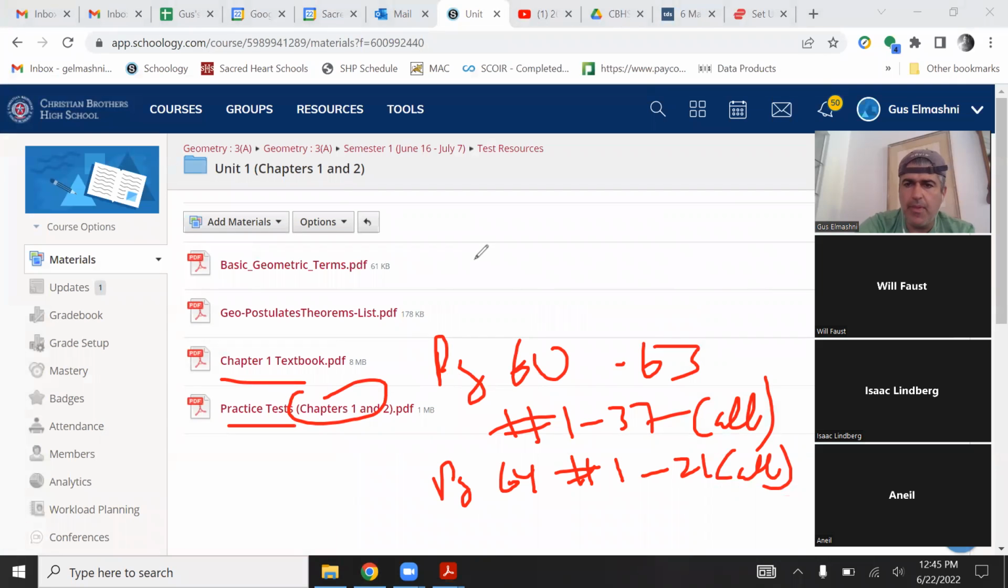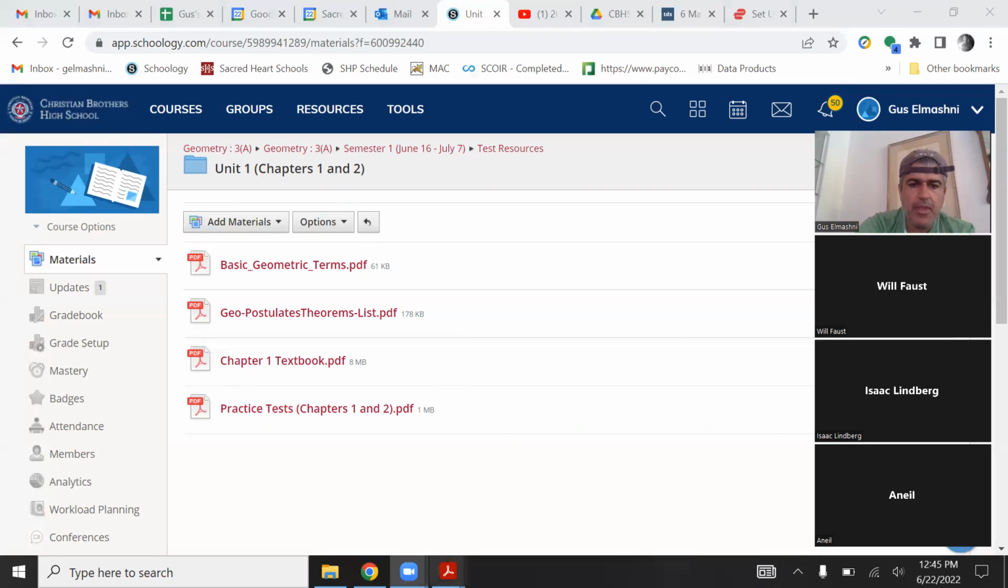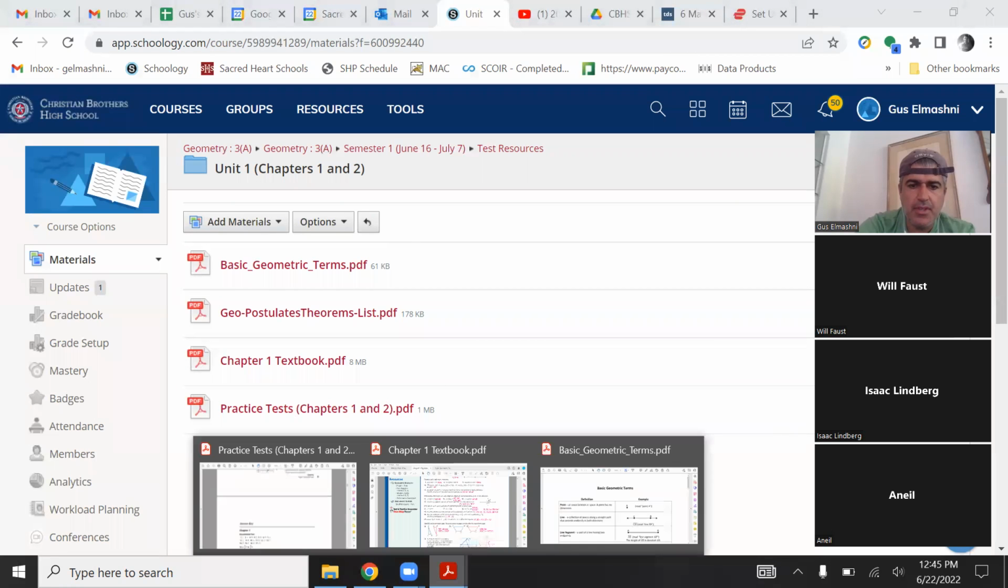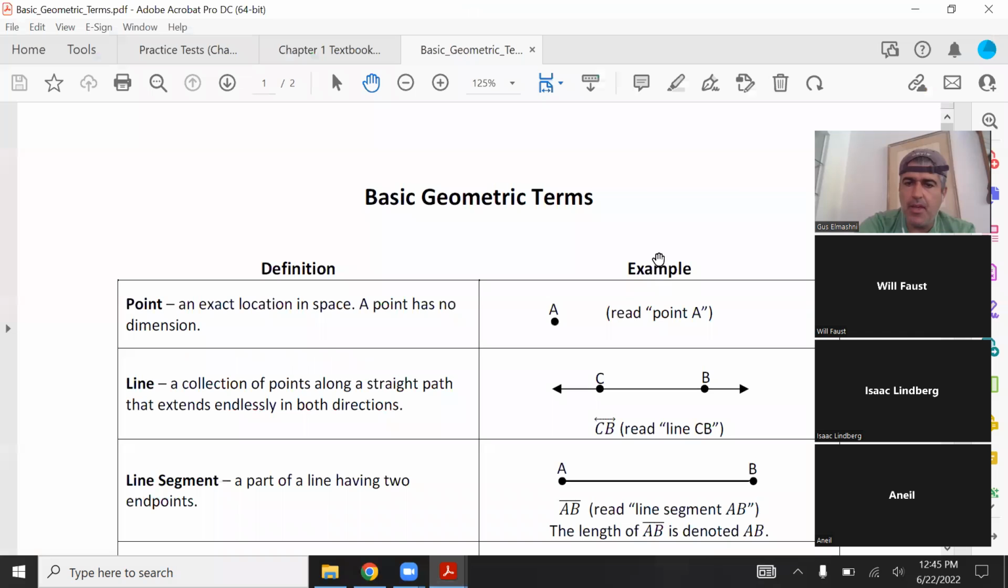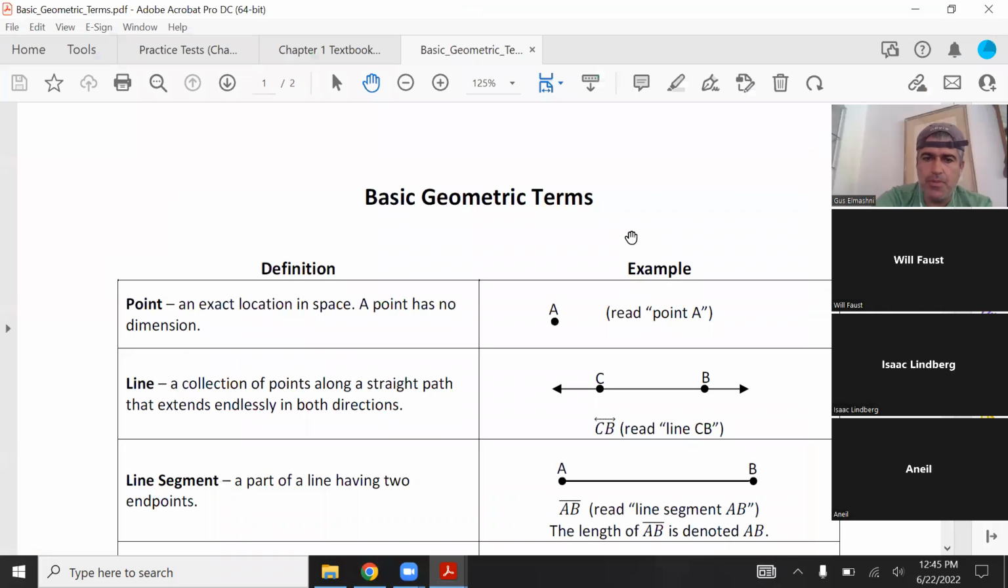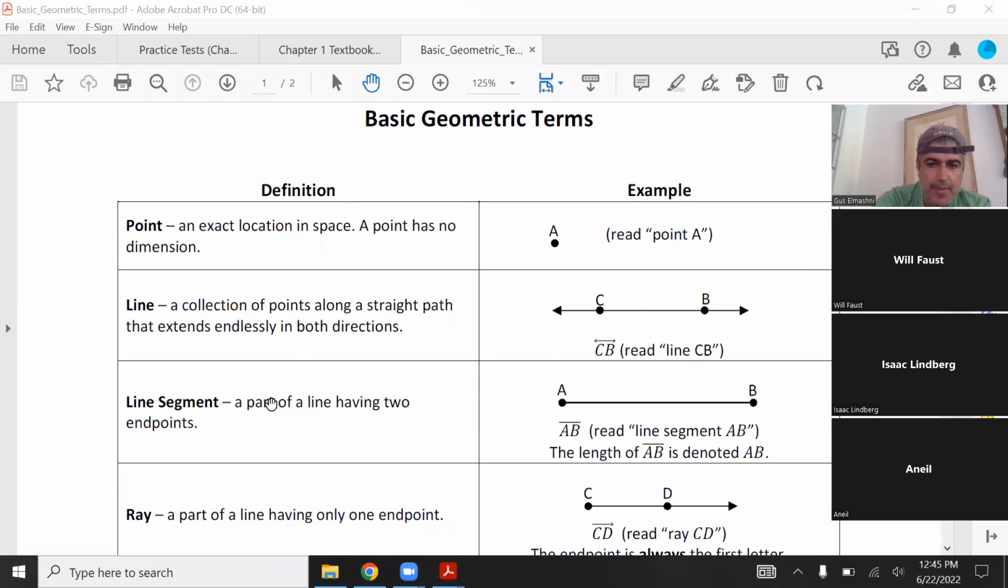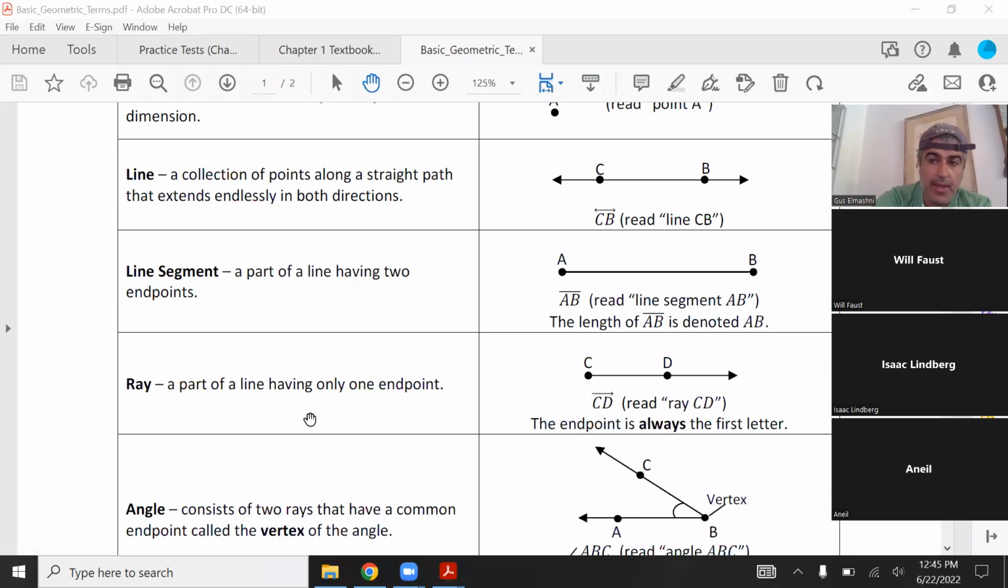But before we end our call in the next few minutes, let us discuss the terms. So you should know what a point is. There's an example right there. You should know what a line is. It's right there. A line segment. It's right there. A ray. It's right there. We did this on Thursday of last week.